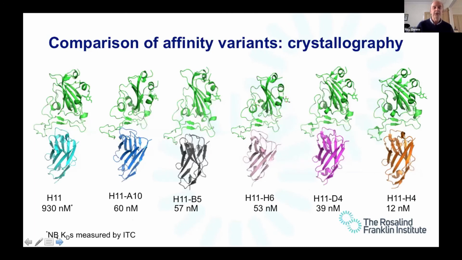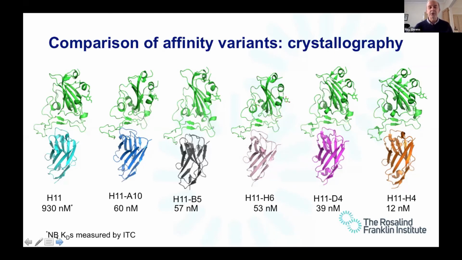There are also the structures of these different complexes, and on the bottom here, actually the ITC thermodynamic calculations for KDs, which are similar but not exactly the same as the kinetic KDs. The pattern is the same. We're going from around a micromolar, a half to 1 micromolar, down to a few nanomolar binders.